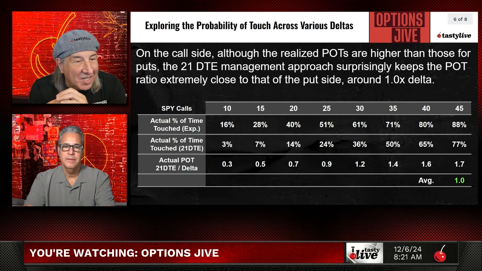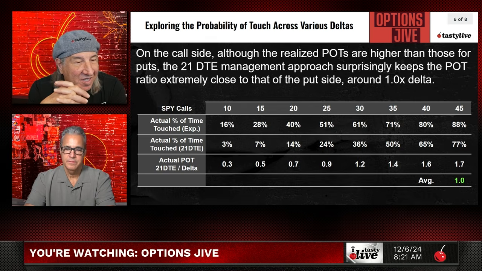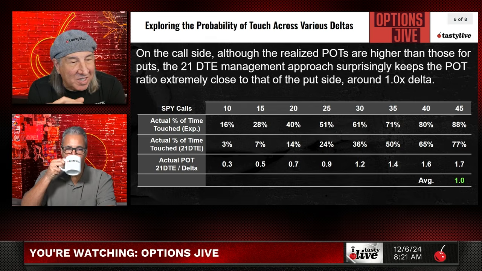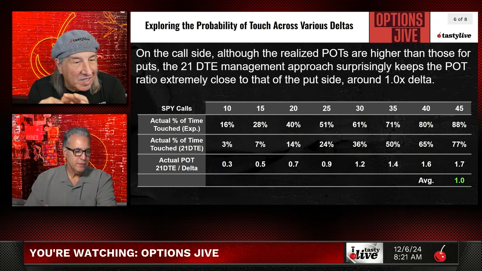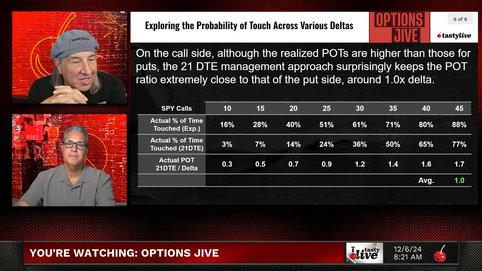So again, what we're seeing here is results that are very similar, and you can see at 10, 15, 20, and 25 deltas, the actual probability of touch at 21 days to expiration is still a very small percentage of what the theoretical would be. 3%, 7%, 14, 24. Let's go to the next slide.